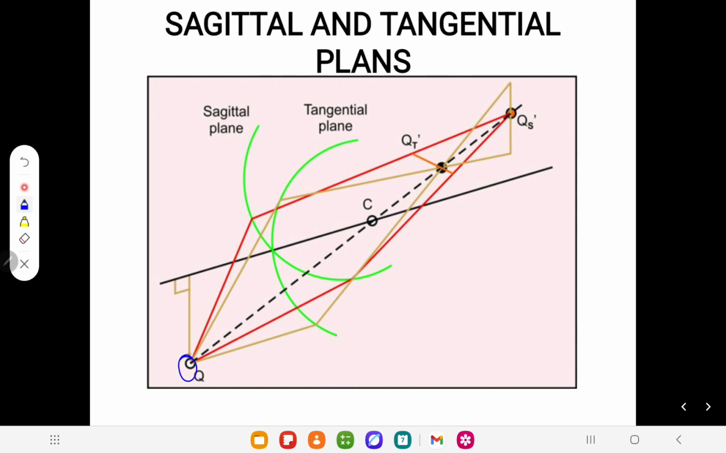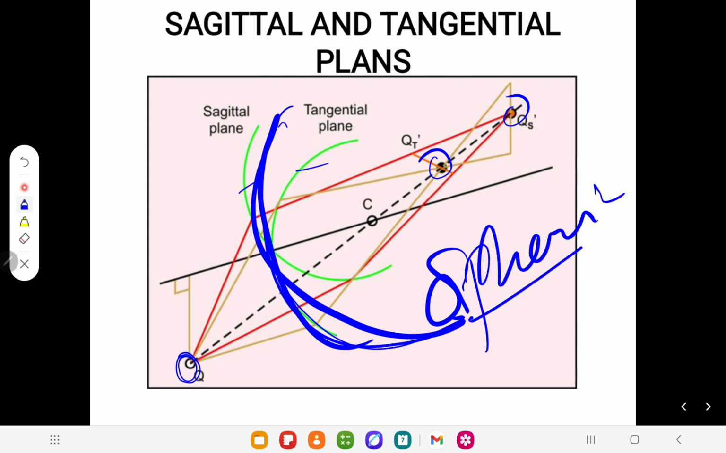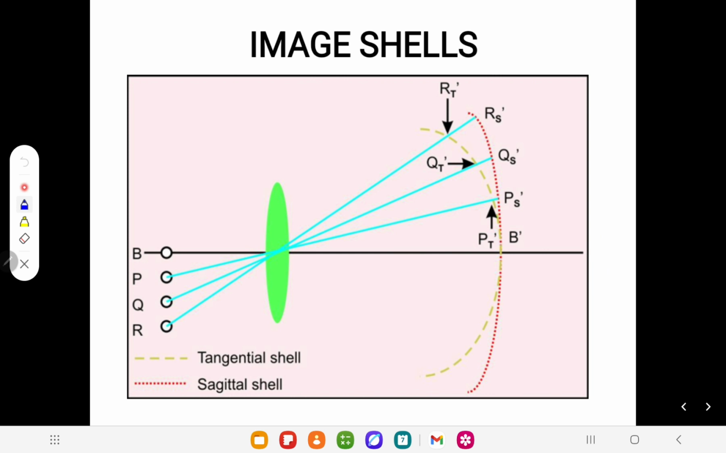The object is present obliquely, and the two planes, one sagittal and another tangential, have different focus, even though the lens itself is a spherical lens. If it is a toric lens, definitely there would be two focal points, but it's a spherical lens, because the light passes obliquely, and that creates two foci here. That's why it's called oblique astigmatism, because light has to pass obliquely, not straight.